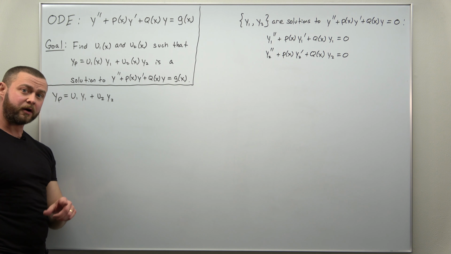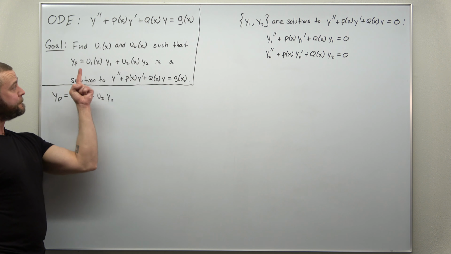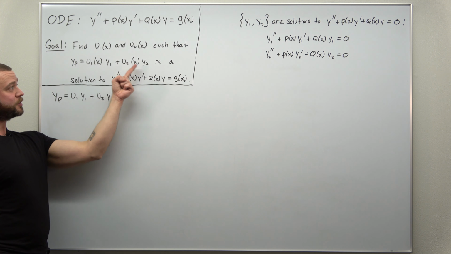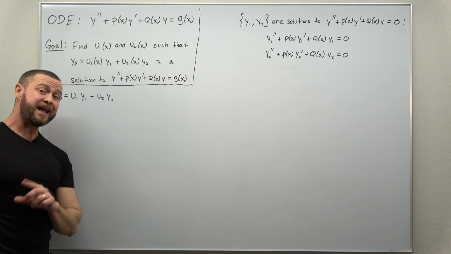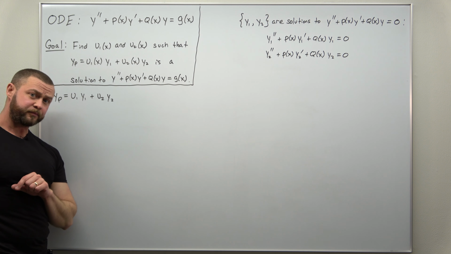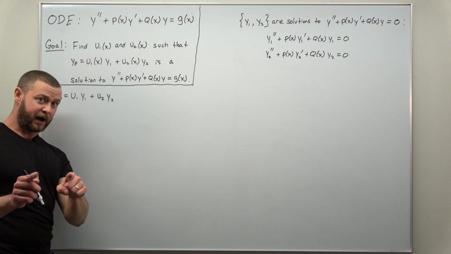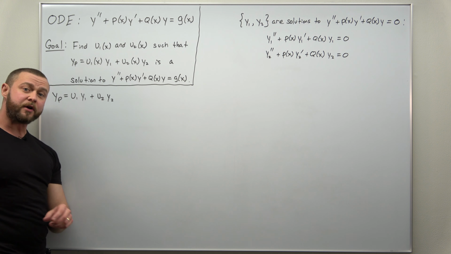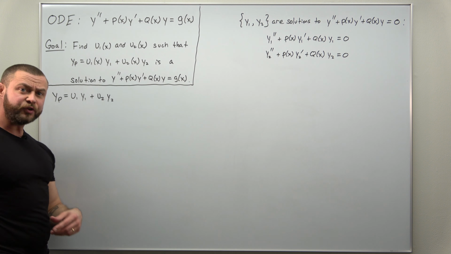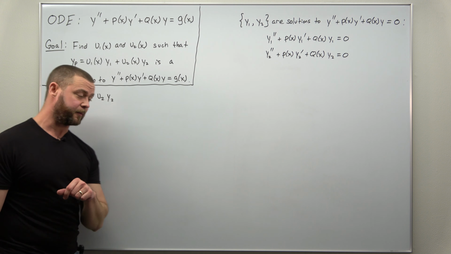And what we look for are what u1 of x and u2 of x are that make this u1 times y1 plus u2 times y2 a solution to the non-homogeneous ODE. Now keep in mind, we're assuming we know what y1 and y2 are. We just have to figure out what u1 and u2 are. The end result will be those integral formulas that we had stated in the first part.